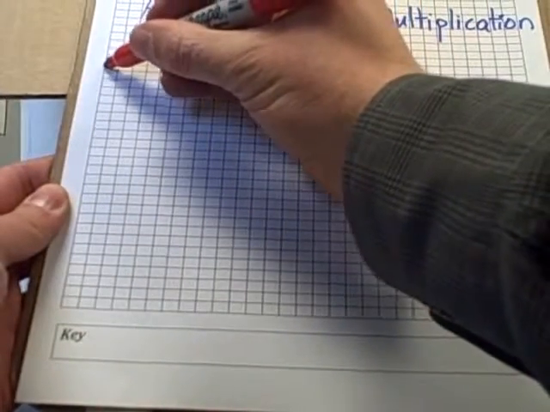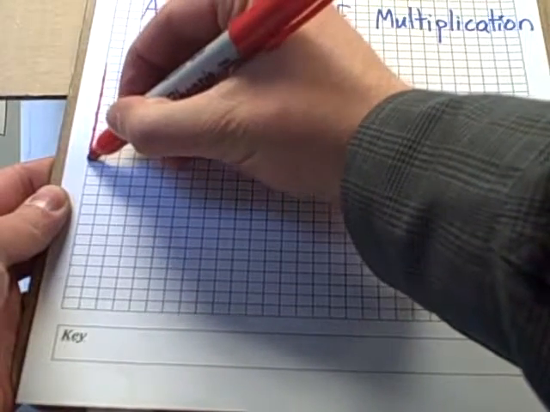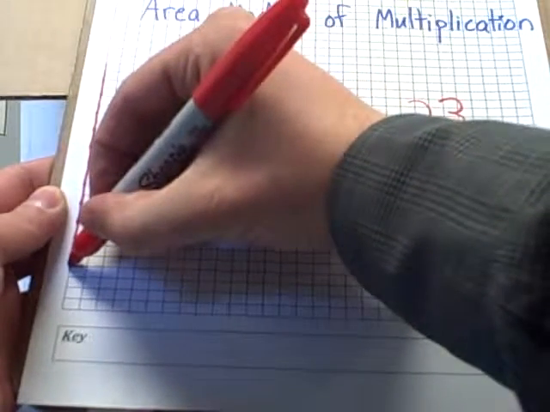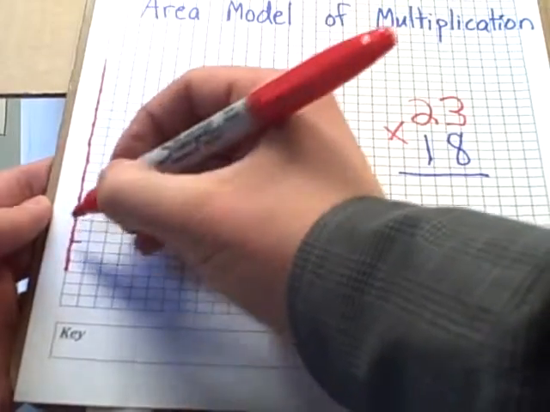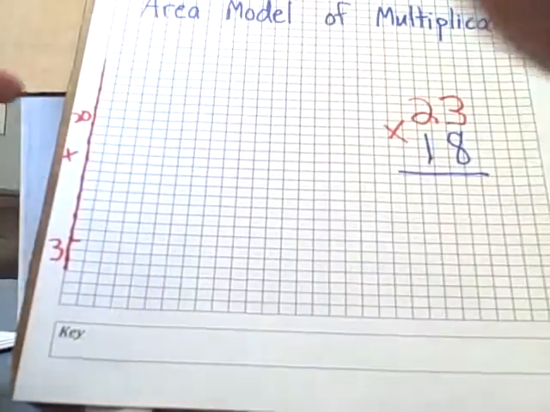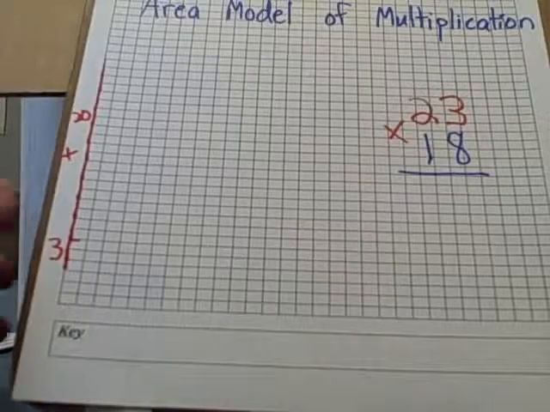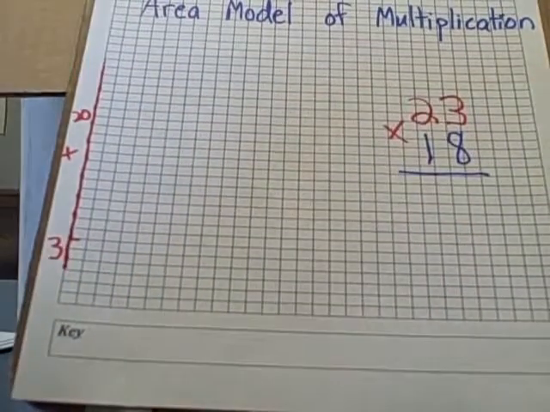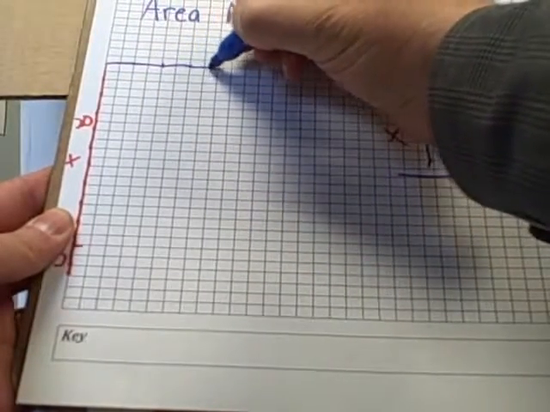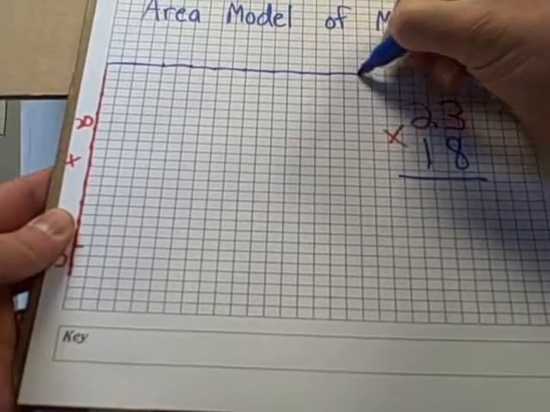Alright. 2, 4, 6, 8, 10, 12, 14, 16, 18, 20, 21, 22, 23. There's the 3 right there, and here's the 20. So we're going to say that this is 20 centimeters plus 3 centimeters. And then the length is going to be 18: 2, 4, 6, 8, 10, 12, 14, 16, 18.